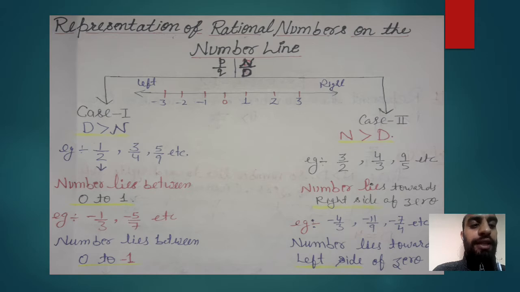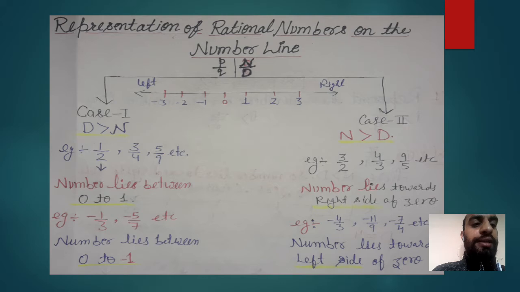So let's take the second case, when it is a negative rational number: minus 1 upon 3, minus 5 upon 7, etc. Once again the denominator is greater than numerator, but the numbers are negative rational numbers. Then your number lies between 0 to minus 1. So it is very clear, my dear students, when the denominator is greater than numerator, then your number lies between 0 to 1 or 0 to minus 1.